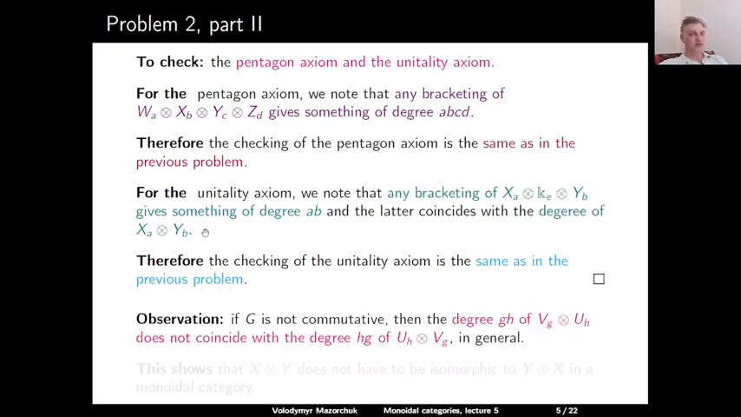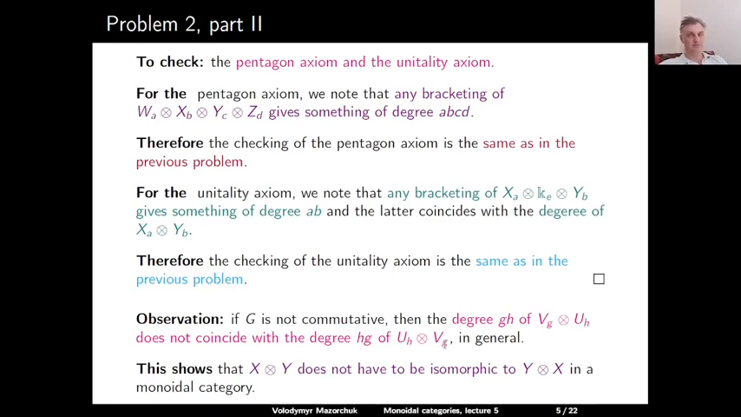So this problem has an interesting consequence. If G is not a commutative monoid, then the degree gh of V_g tensor U_h does not coincide in general with the degree hg of U_h tensor V_g. And this shows that the tensor product in a monoidal category is not commutative in general. So the tensor product of X and Y does not have to be isomorphic to the tensor product of Y and X.